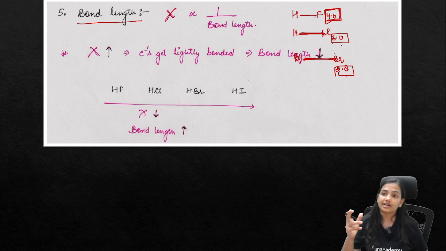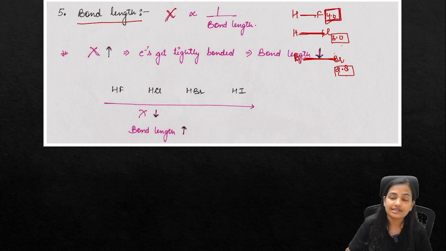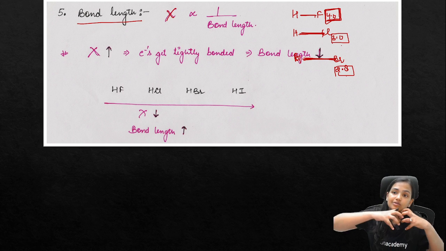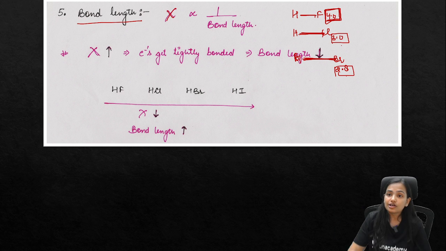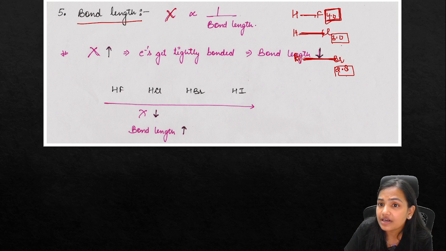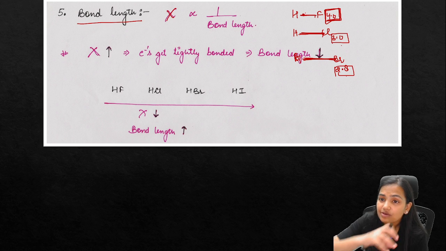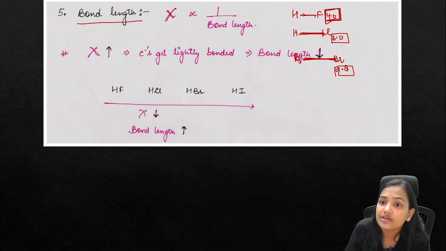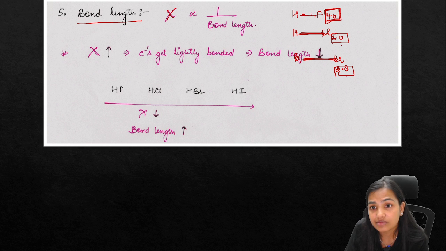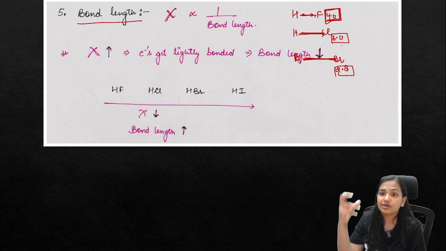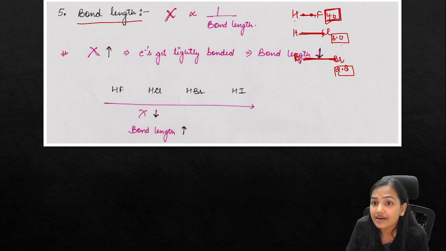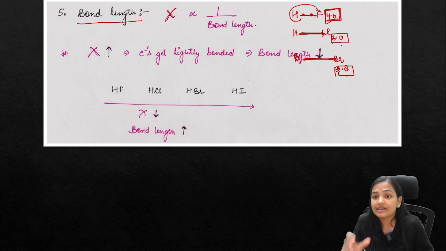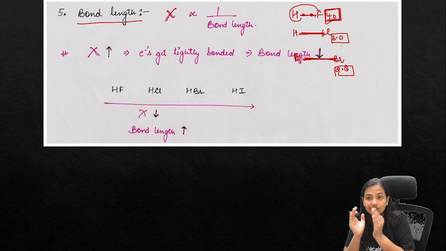So what's the reason behind it? As the electronegativity increases, the electron gets more tightly held by the nucleus. So if fluorine is very electronegative, it will hold the hydrogen electron more closely, because they hold the shared pair of electrons. So if it holds the hydrogen electron more closely, then definitely hydrogen comes closer to the fluorine, and therefore the bond length decreases.